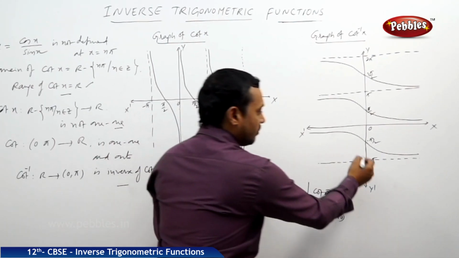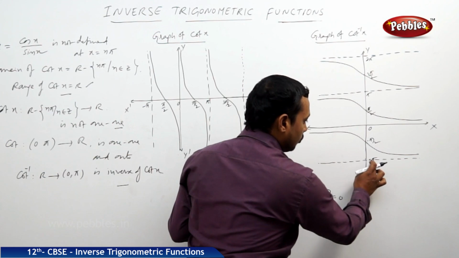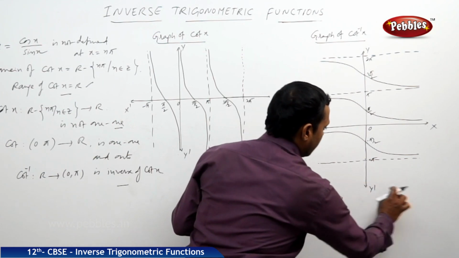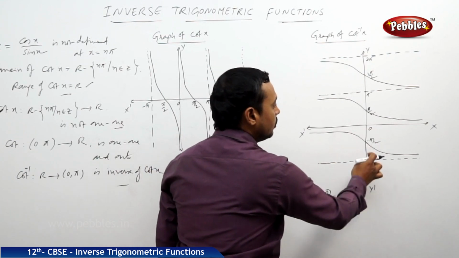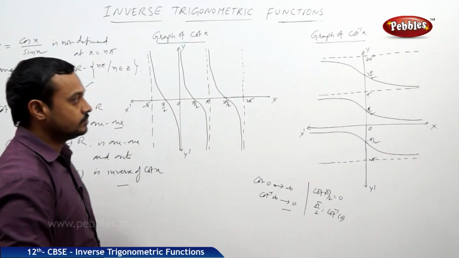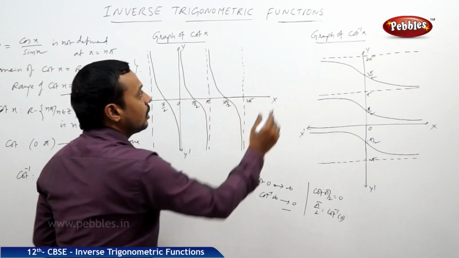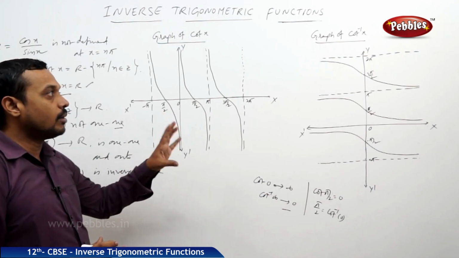So, whenever we take further intervals, like minus 2 pi to minus pi, the graph will also look like this, just like the graph from minus pi to pi, 0 to pi, pi to 2 pi, etc. So, now these are the inverse functions of the 6 trigonometric functions.